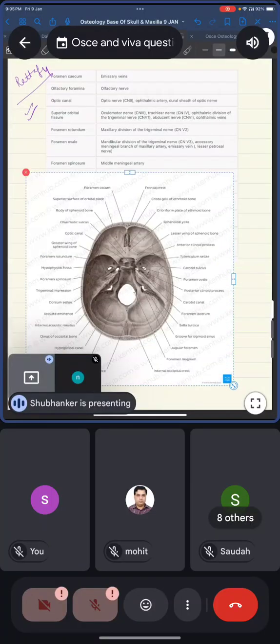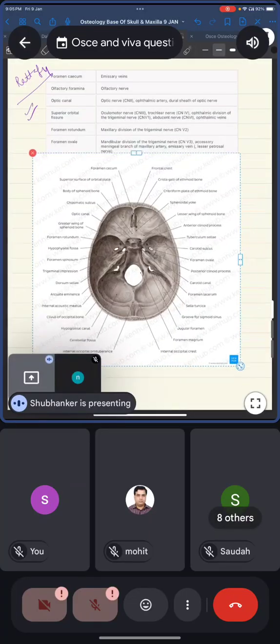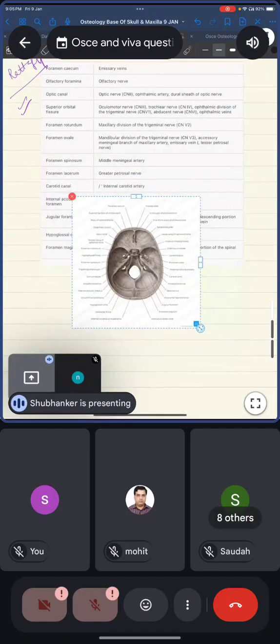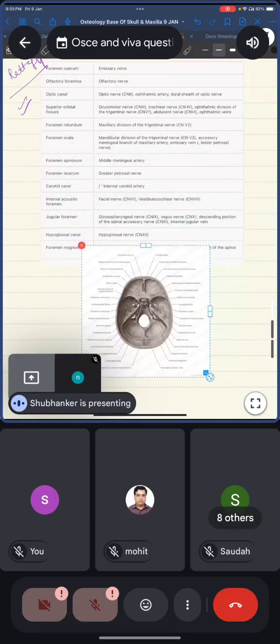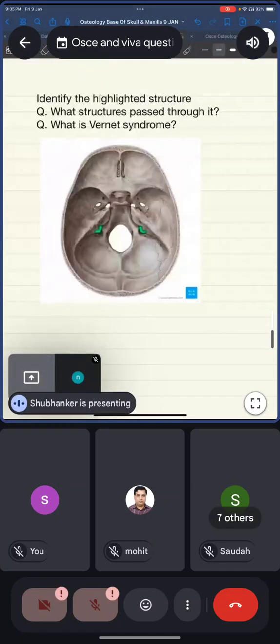And this is the simplified version, a good quality picture from Kenham. You can see all the foramens over here, and there is no fun in saying that you have to remember this by heart. इसको याद करना है, all the foramens, and what all passes through it. It is a must know question. It's a must know question for you. So let's see what all we have to study over here.